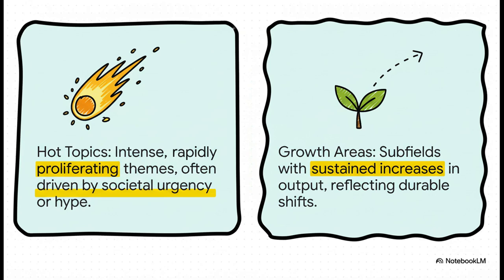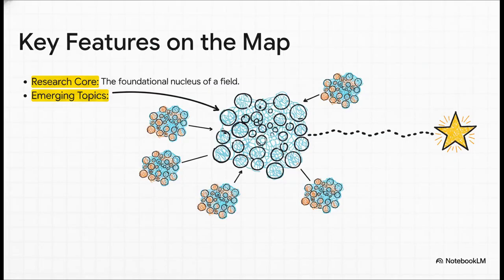On one side, you've got your hot topics. These things can explode out of nowhere, often fueled by societal urgency or just plain old hype. But they run the risk of creating a bandwagon effect. On the other side, you have growth areas. These are different. They show a steady, sustained increase in research. It's less of a flash in the pan and more of a slow burn, signaling a really durable, fundamental shift in a field.